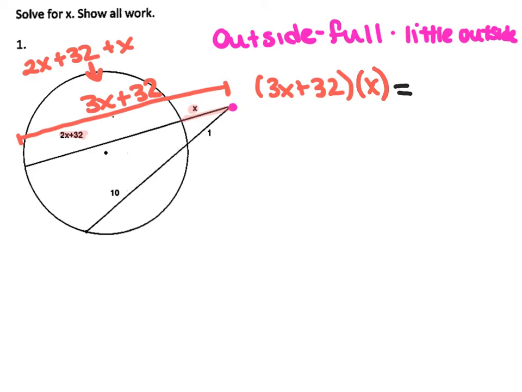equals, for the second half, the whole line will be a value of these two smaller segments, so the 10 and the 1 added together. So you have 10 plus 1, which gives you a value of 11. So it would be the whole length, which is 11, times the part outside, which is just the 1.